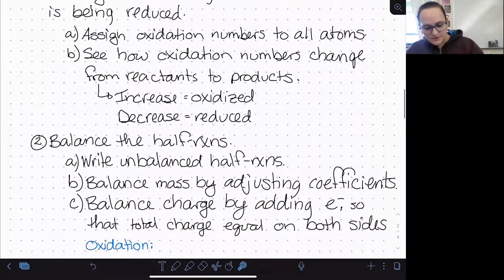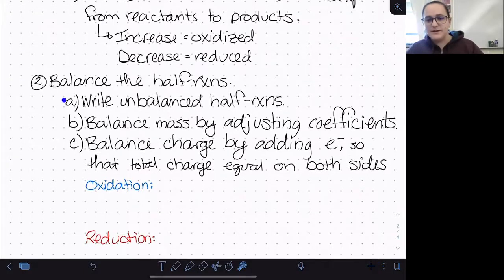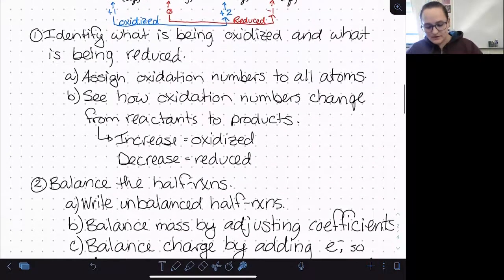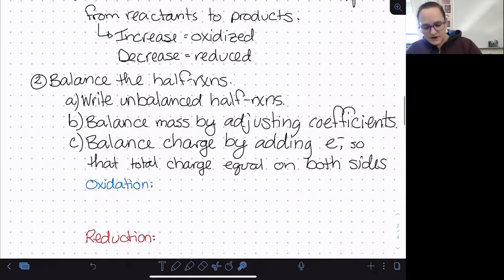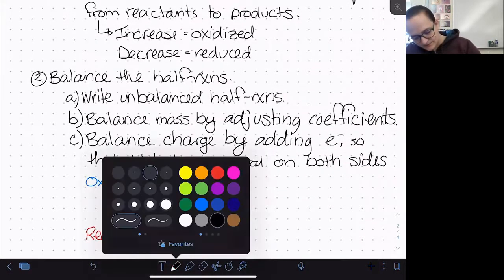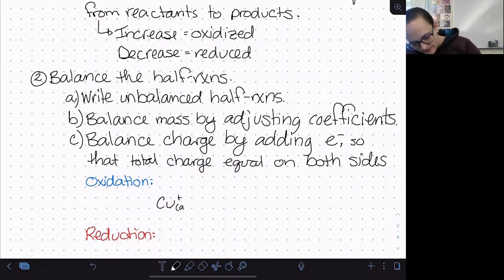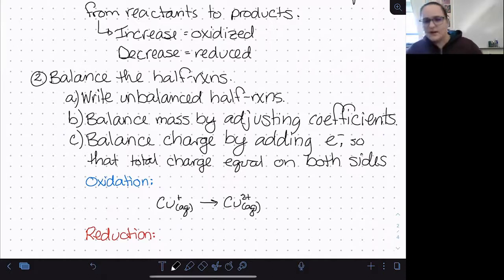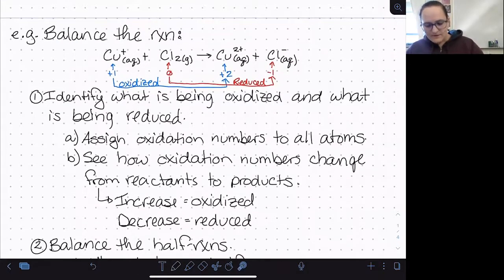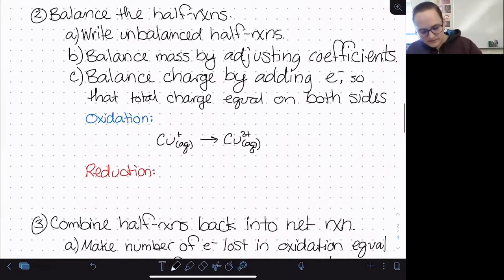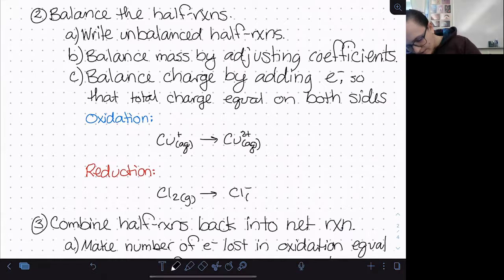So the first thing we want to do is write our unbalanced half reactions. Exactly what I just said, Cu+ to Cu2+ is our oxidation. So we have Cu+ to Cu2+. That is the unbalanced version of our oxidation half reaction. Then our reduction, we have Cl2 to Cl-. And that is the unbalanced version of our reduction half reaction.